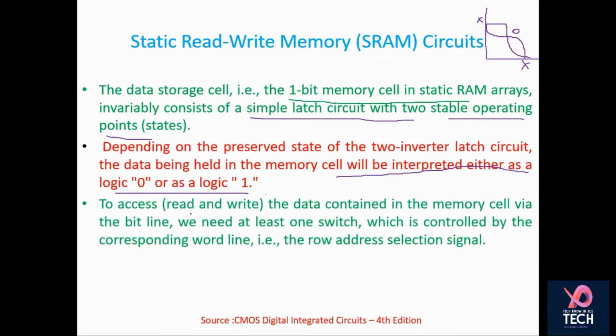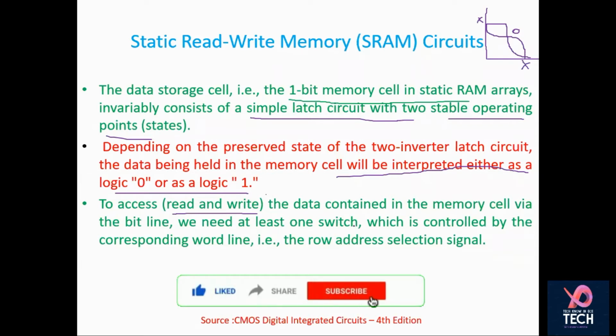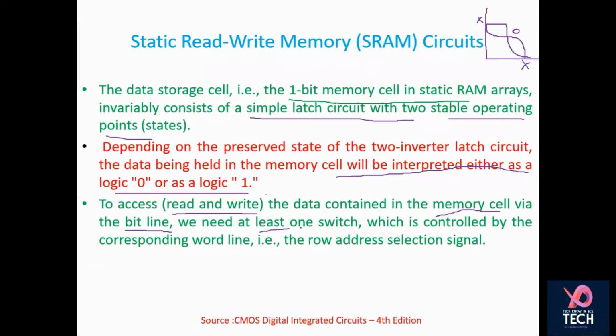Third thing is, to access data, that means either you are going to read or write the data from the memory cell. So that is being done with the help of bit line. So switch is being there, and which is controlled by the corresponding row address selection signal.